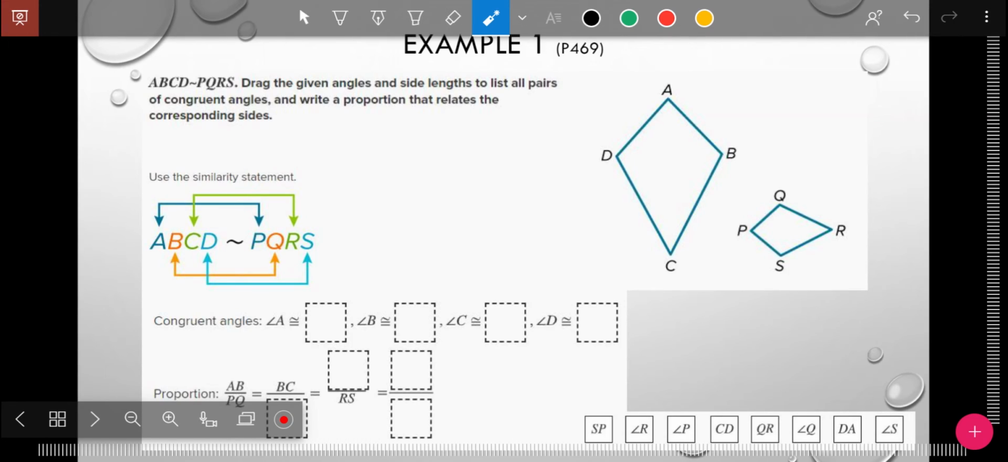And example 1. So the homework is going to begin with all these problems that are just like this. And what it does is just gives you a similarity statement. And so, I just rewrote that statement larger right here. And so first you got to identify all the angles. Well, the angles match up by the letter.